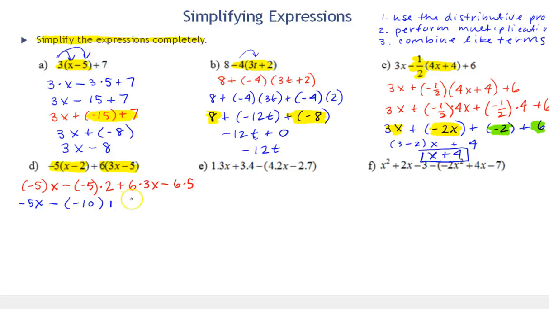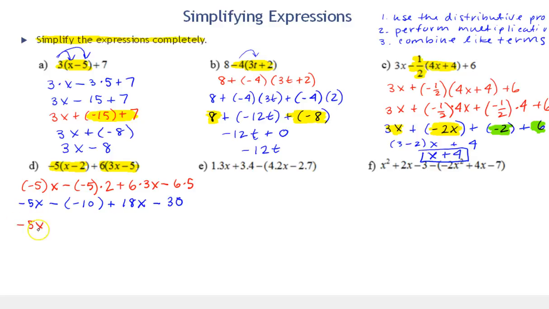Plus 6 times 3x, well 6 times 3 is 18, so we have 18x, and 6 times 5 is 30. So now we performed all of the multiplication and we want to combine like terms. Now, before we do so, let's rewrite this so we have subtractions here, but let's get rid of this subtracting a negative. And I shouldn't say get rid of, but transform.